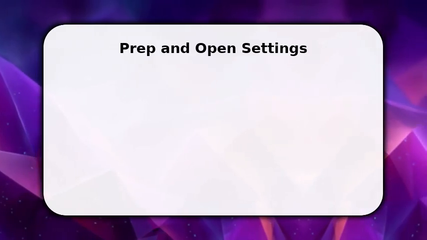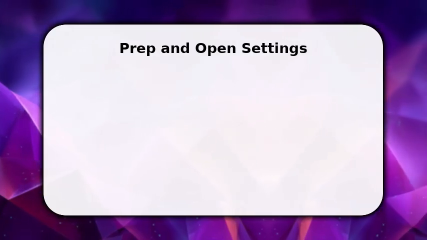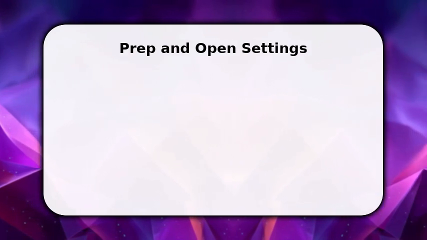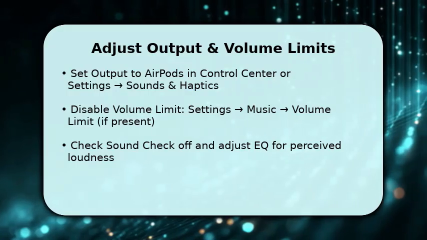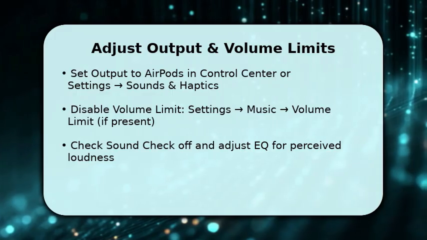Make sure your phone volume sits around 50% so you can hear adjustments without spikes. This first step readies both hardware and software before you change any accessibility or output settings. Now you switch output explicitly to your AirPods in Control Center or under Sounds and Haptics so audio routes correctly.